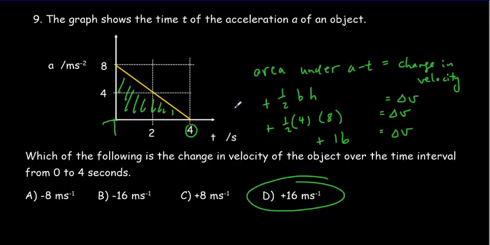Also note here that initially the object's gaining speed. And later on, it's still gaining speed. It's not gaining speed as quickly, but it keeps gaining speed. So all the time, it keeps gaining speed all the way until at 4 seconds, it stops gaining speed. And that's what we mean by this positive change in velocity.